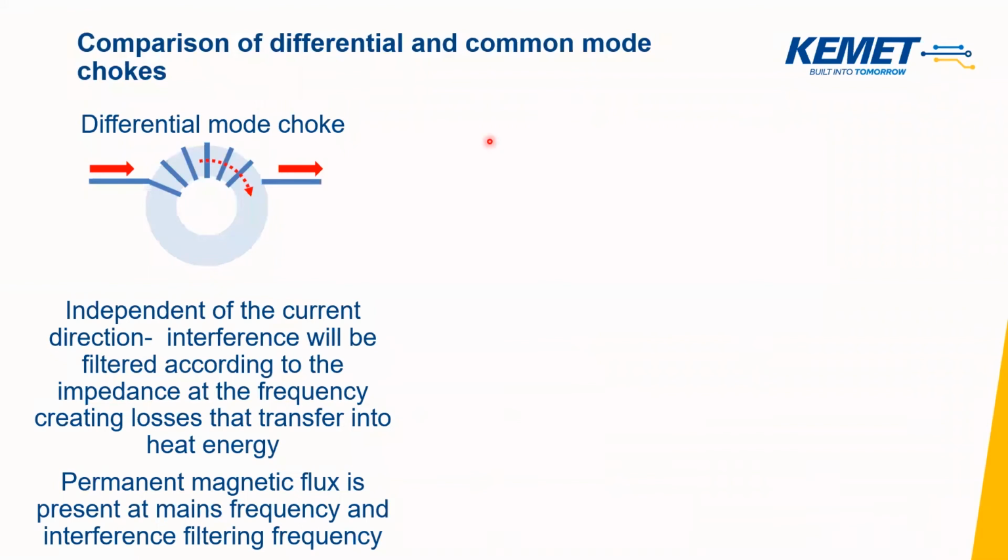A differential mode choke is nothing but simply a core material, which looks something like this ring that you see here, with wire wound around it. If there is any disturbance in this electrical signal, then this disturbance, or this high frequency, or whatever the frequency of that disturbance would be, would create a changing electric field that would create a magnetic field in this core material.